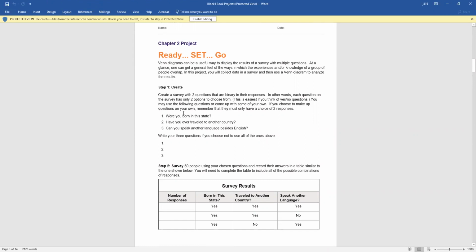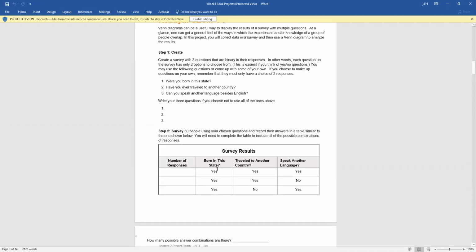So here are some examples. Most students use these 3 questions. I would encourage you not to use these 3 questions. These are just examples. You can ask any 3 questions you want. I had a student last class whose question was, do you wear a face mask in public? So you can ask whatever questions you like, you just need 3, because we have to build a Venn diagram. And it's this table right here.